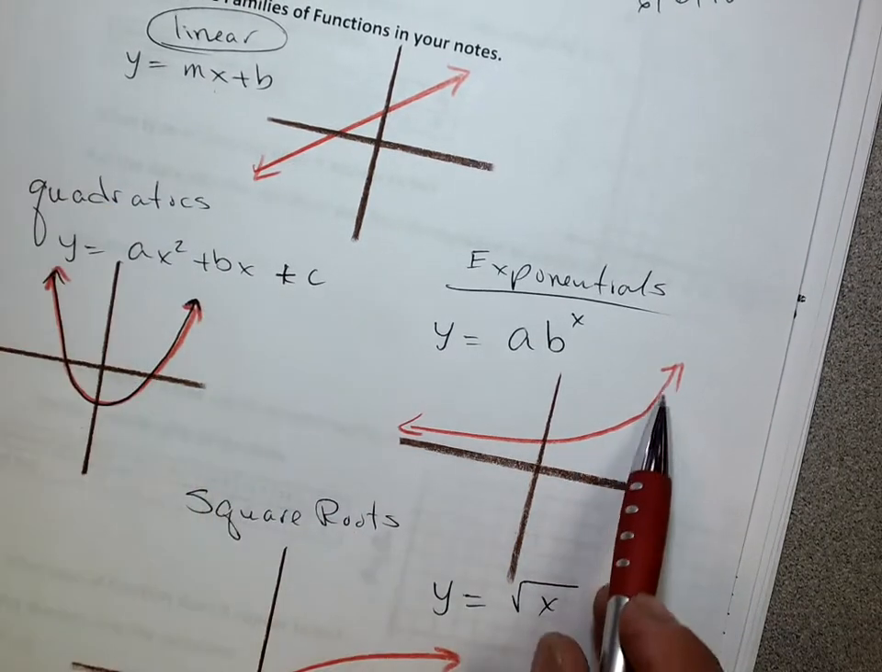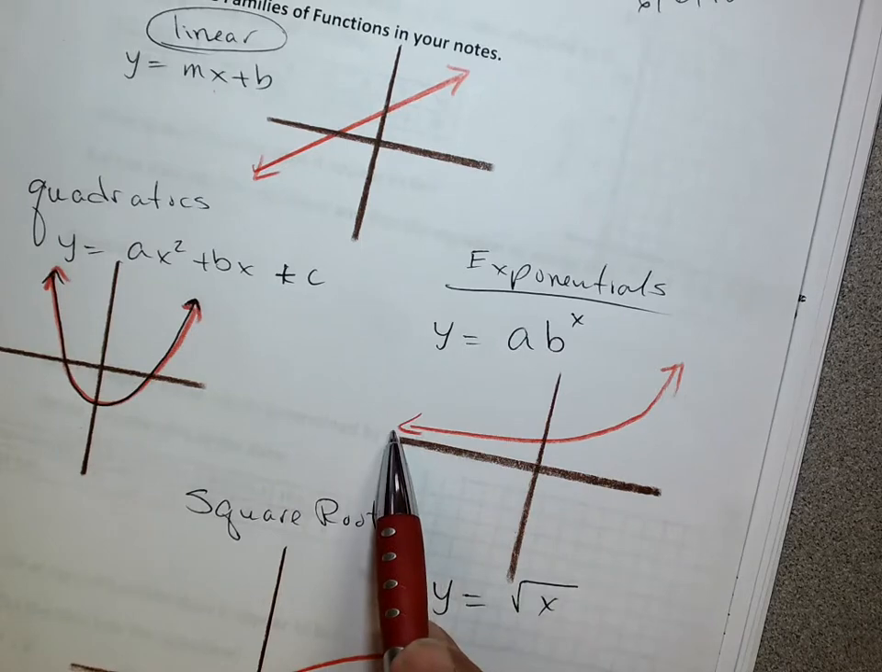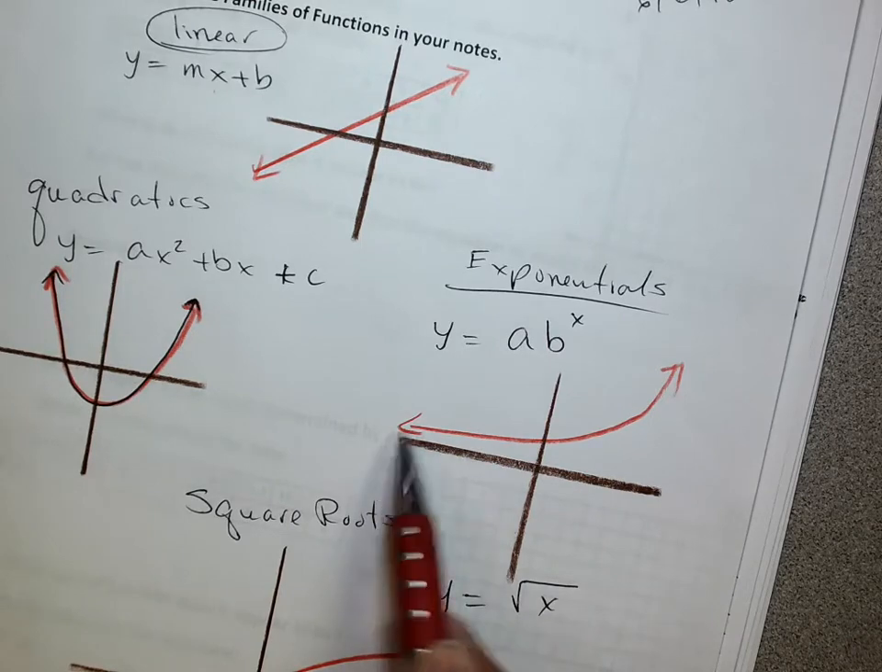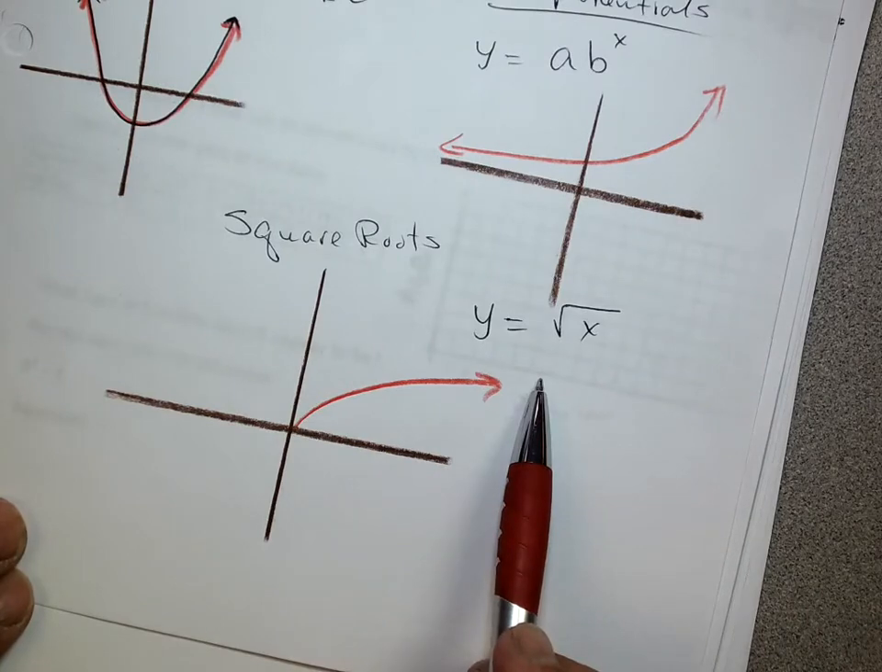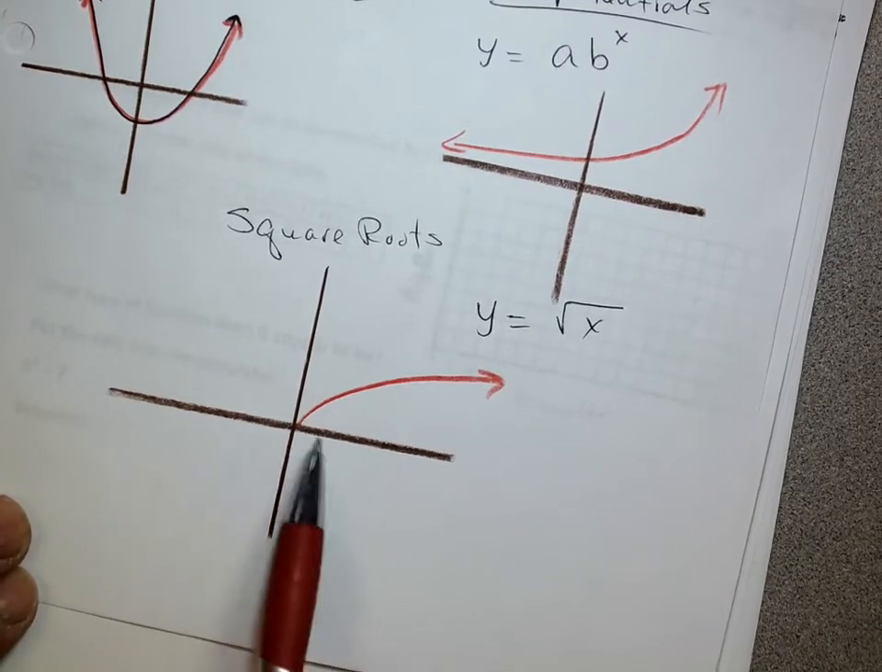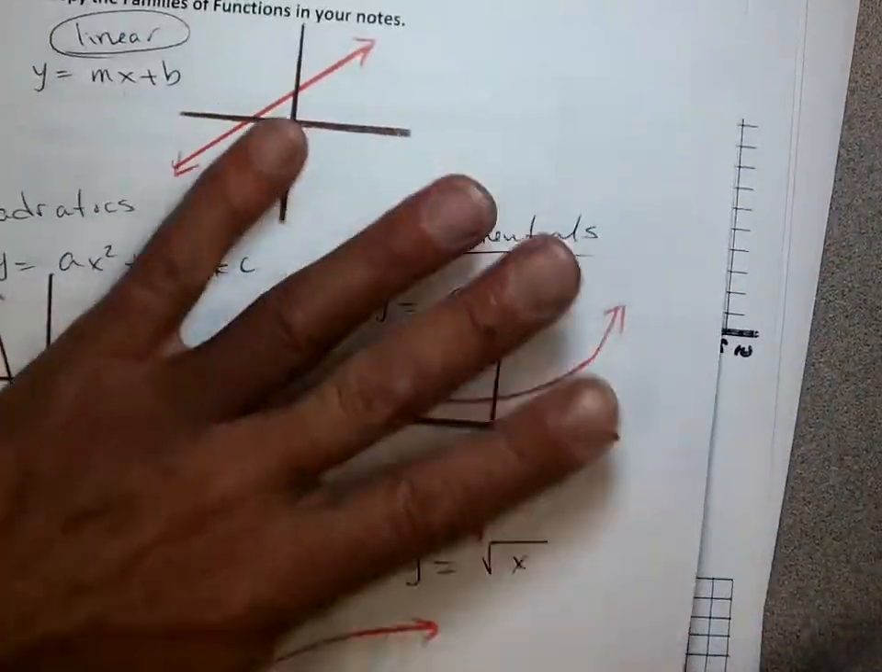The difference is exponentials will never go back up. They just get smaller and smaller, okay? And the square roots look like this, and there are no negatives on the square roots also, okay? So let's take a look at our notes. Let's do a scatter plot and say, okay, which one does it look like?